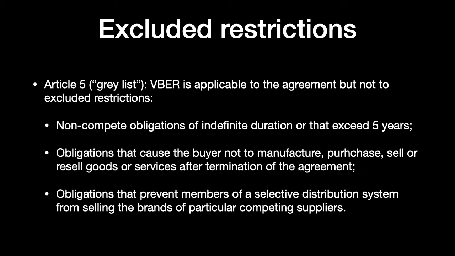Now, Article 5 deals with the so-called grey list, that is to say, excluded restrictions. These excluded restrictions are deemed to be restrictions of competition, and so they do not benefit from the exemption. So they are excluded from the scope of the regulation.